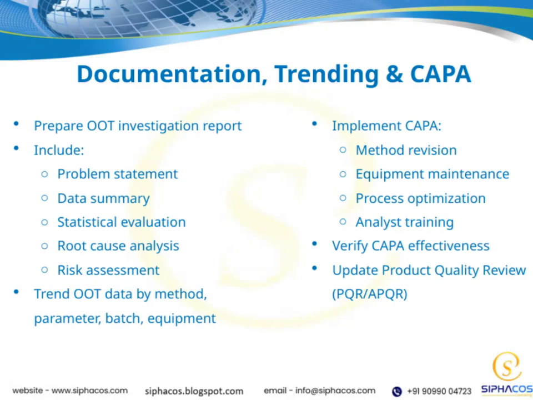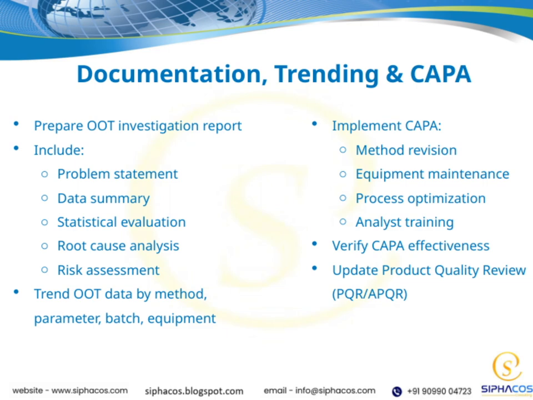Now, let's discuss the key steps to implementing an effective CAPA process. First, we need to revise our methods regularly to ensure they remain effective and aligned with current standards. Equipment maintenance is also critical. It helps prevent issues before they occur and keeps our processes running smoothly. Process optimization is another vital aspect. Continually refining our procedures helps improve product quality and efficiency. Training analysts is essential so they understand both the procedures and the importance of CAPA. Once we implement these actions, we must verify their effectiveness to confirm that the issues have been truly resolved.